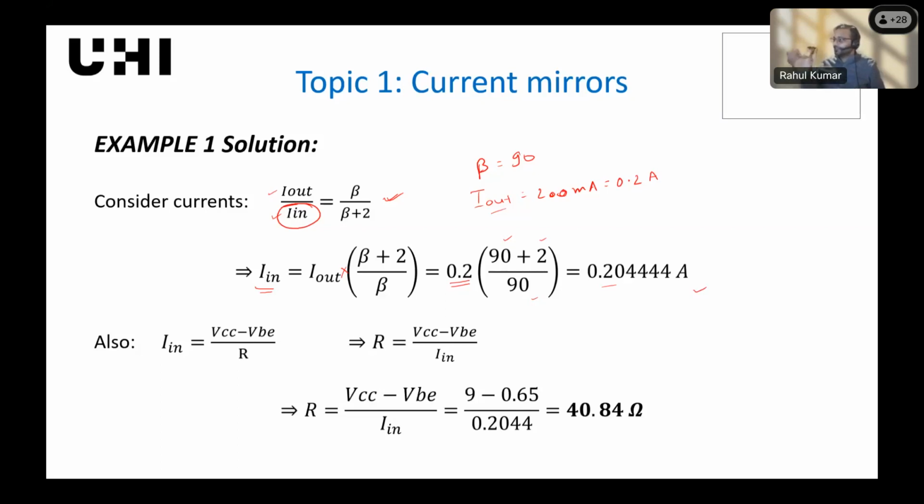Now, one way to verify it: the input current and the output current should be close enough. It's a current mirror circuit. They should have a similar value. So we are getting 0.204, slightly more.